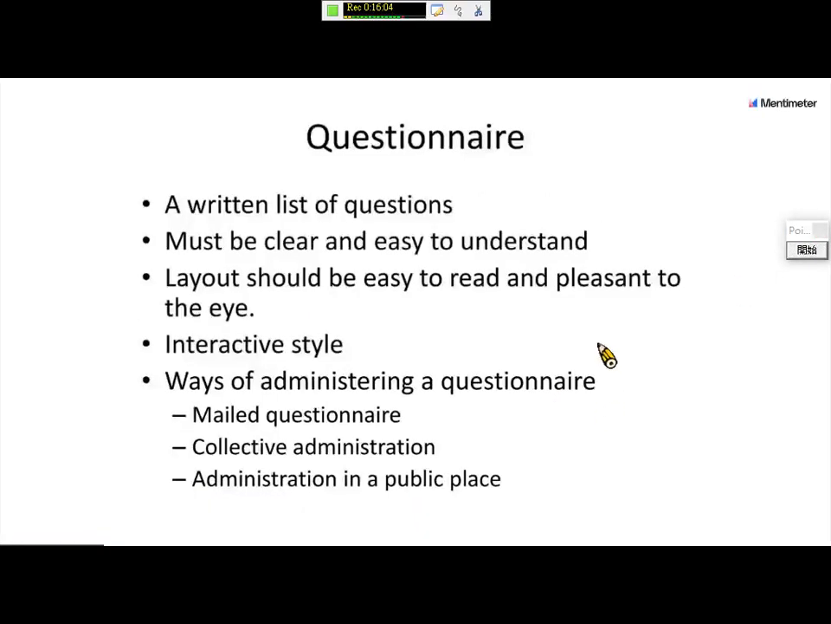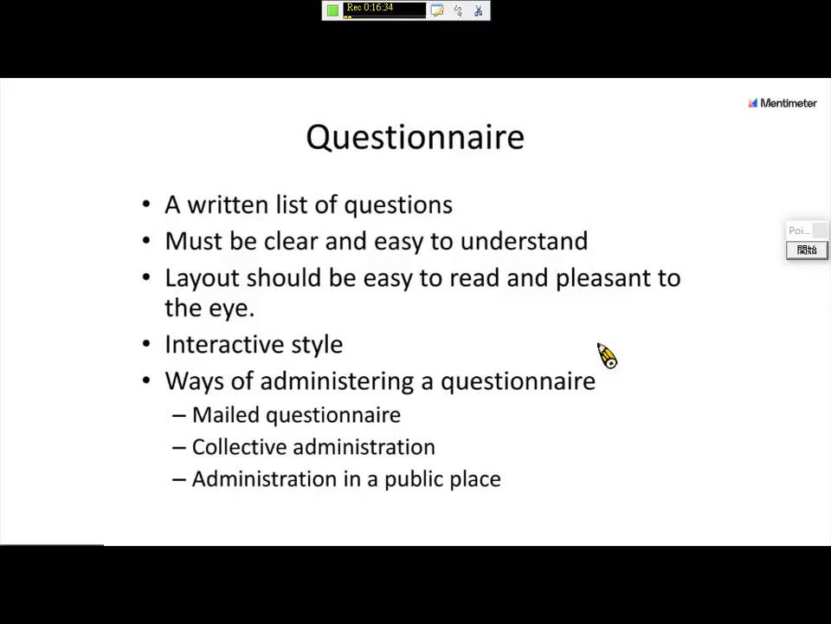And a questionnaire is another kind of way for you to collect primary data. It's a written list of questions, of course. And the questions must be clear and easy to understand. You need to present your questions to your respondents clearly, right? Why do you need to do this? Because they do not have the chance to ask you to clarify the meaning of your question. So it is very important.